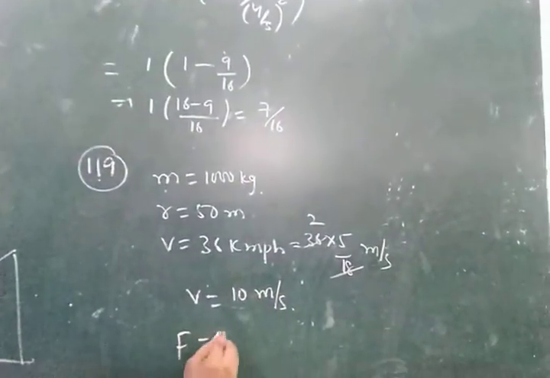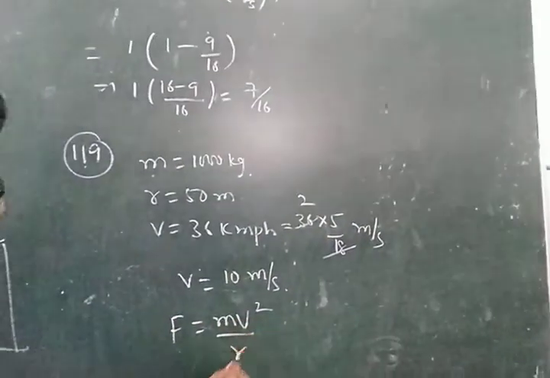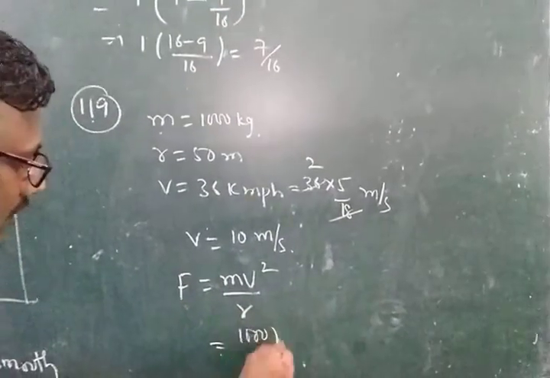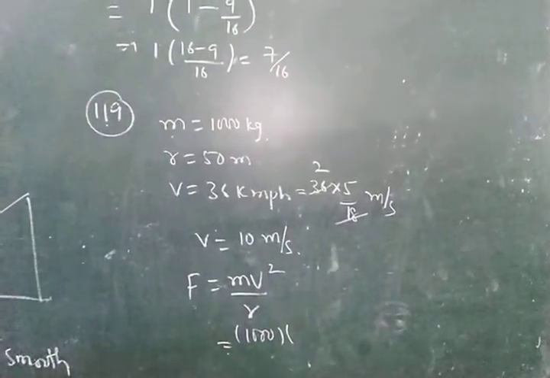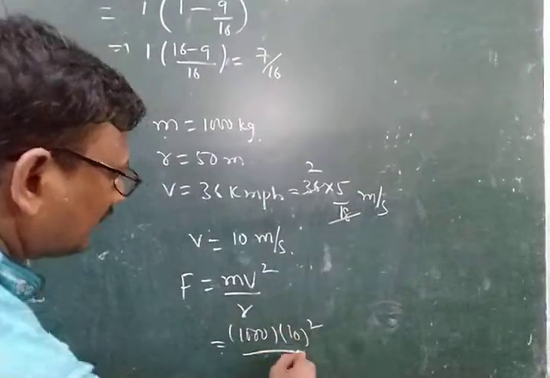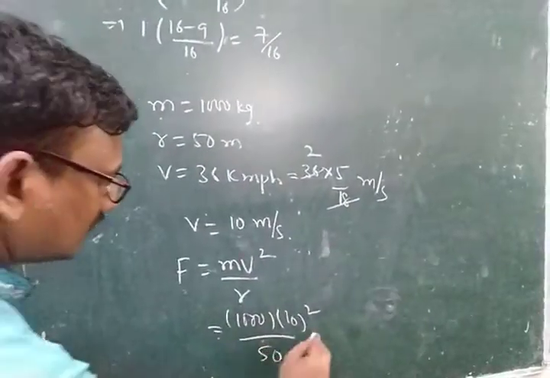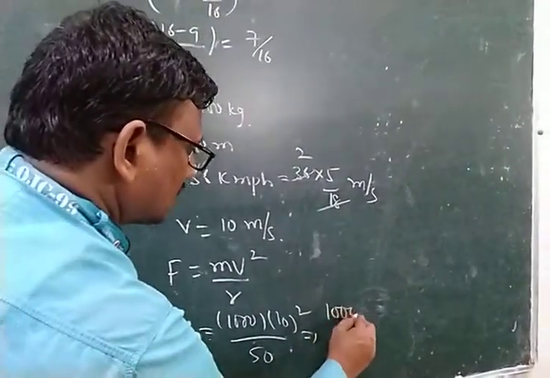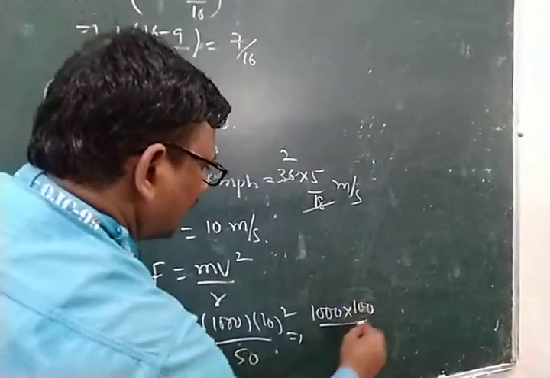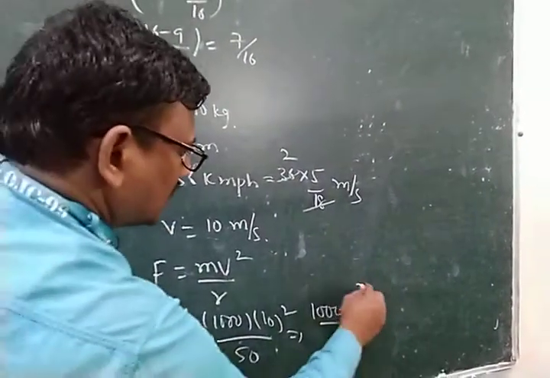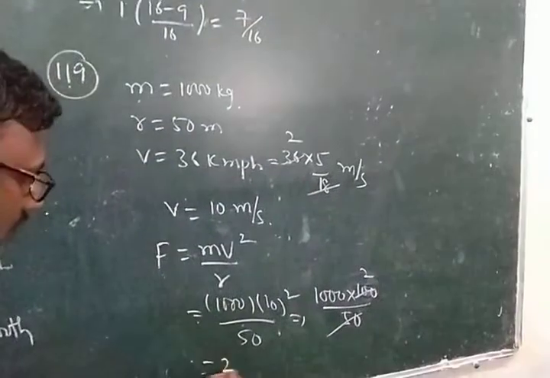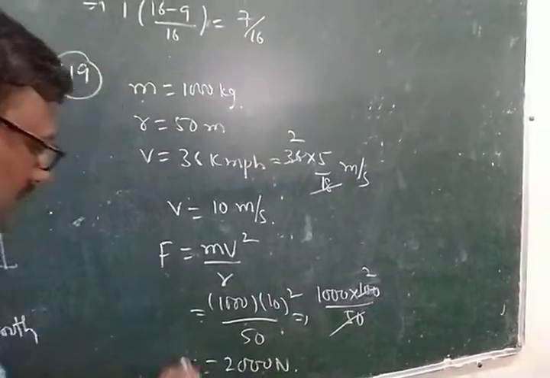This is the formula: F is equal to m v square by r. M is equal to 1000 and velocity v is equal to 10, whole square, by r is equal to 50. That is equal to 1000 into 100 by 50. 50 goes into 100 two times. So 2 into 1000 is equal to 2000 newtons for the force.